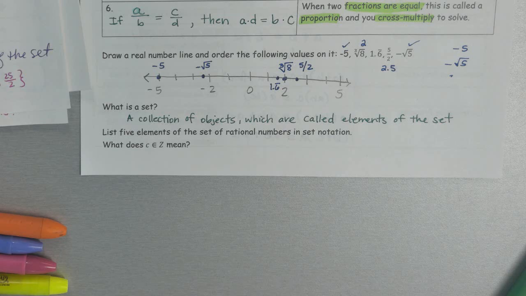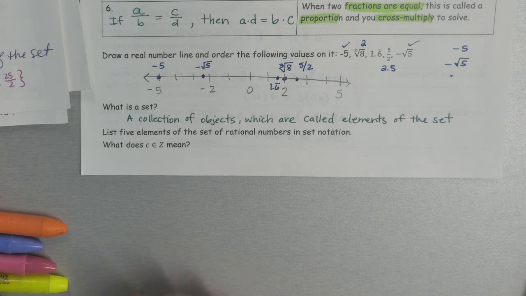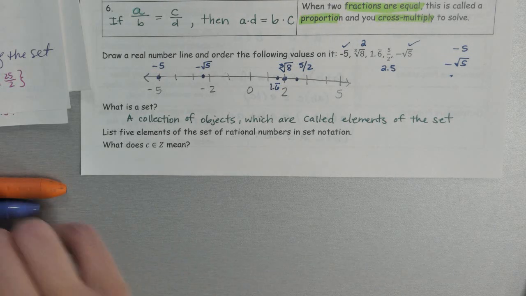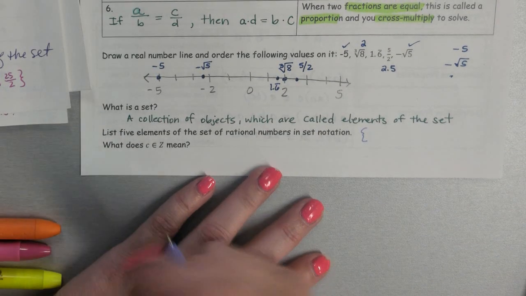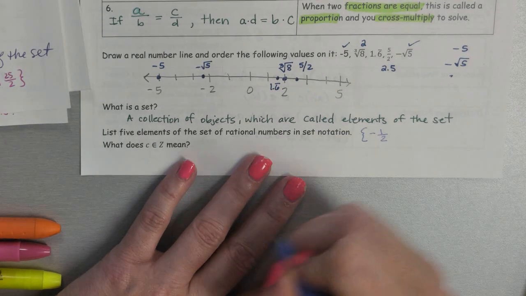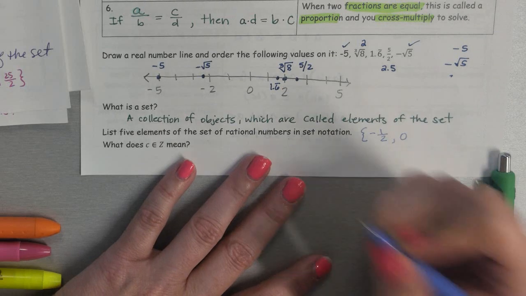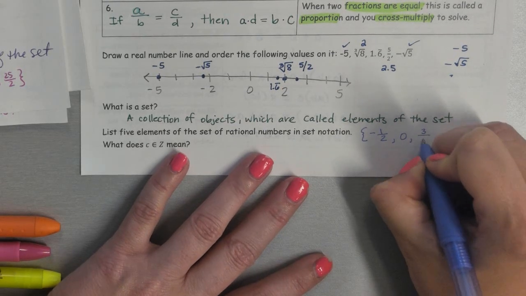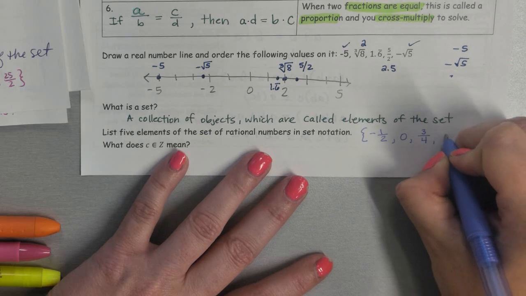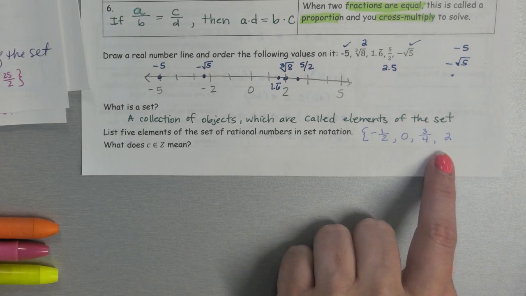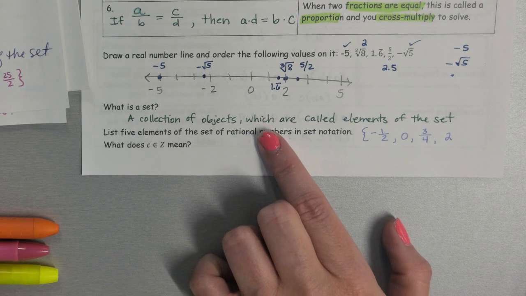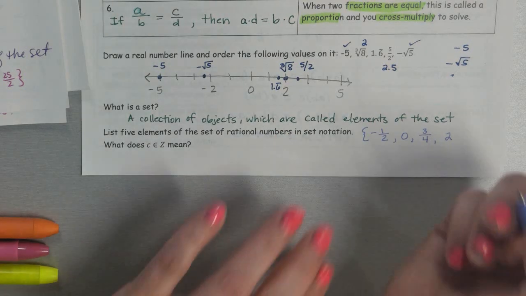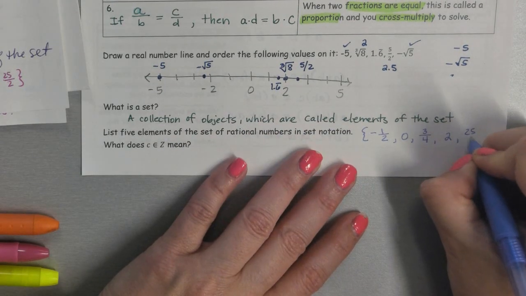Okay, and then we are going to list 5 elements of the set of rational numbers in set notation. So set notation means fancy brackets. Rational numbers are just numbers that can be written as a fraction. So negative 1/2, comma, 0 is a rational number. 3/4 is a rational number. We could have a whole number. Why do whole numbers fit when rational means fraction? You can write it as 2 over 1. Yes. Okay, and then we'll do 25 over 2.